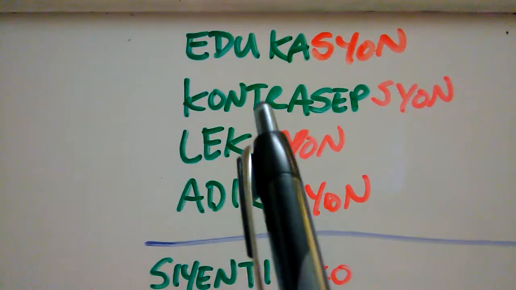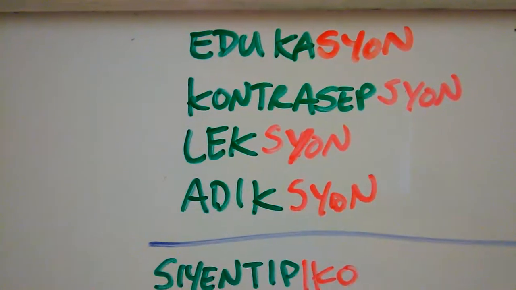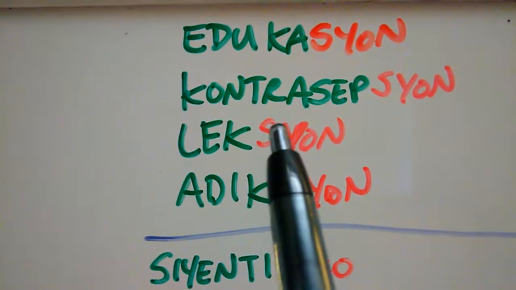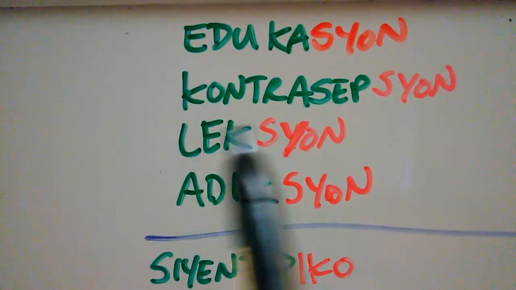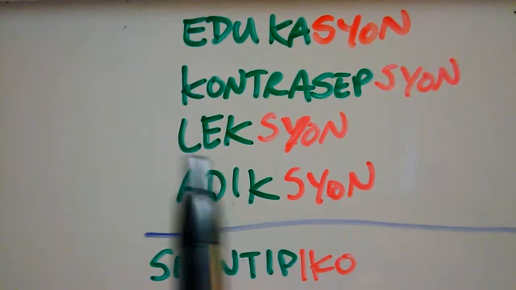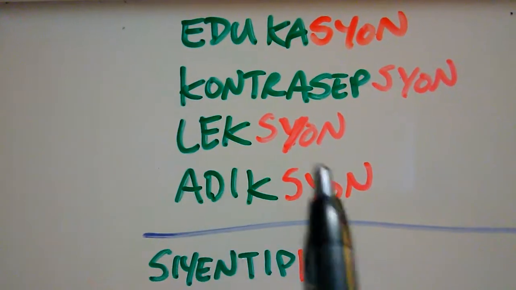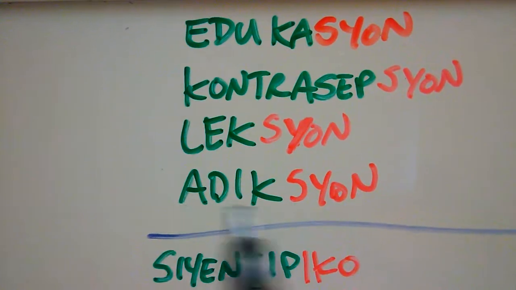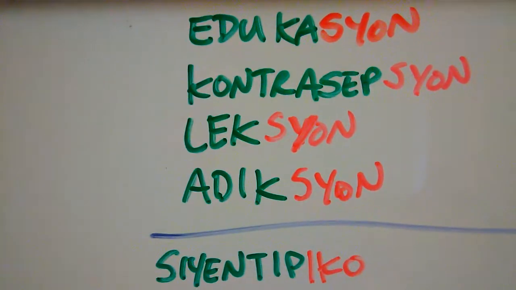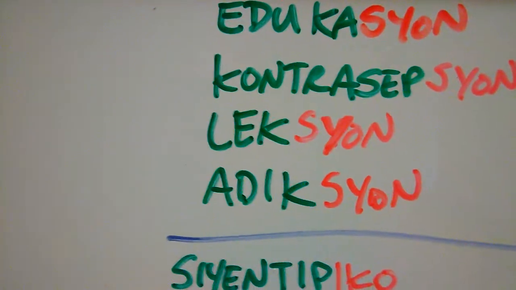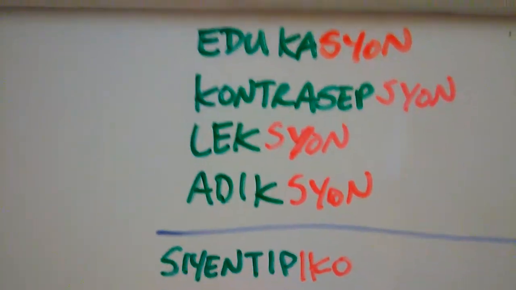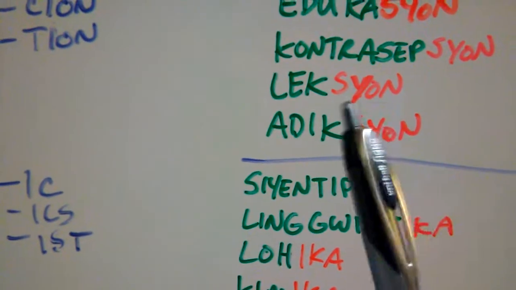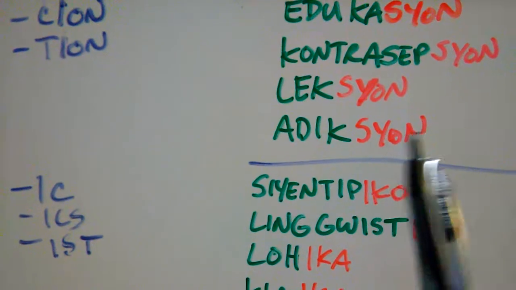Educación, right? Not "educashon", educación, okay? Education, educación. Contraception, contracepción. Lección, lesson, lección. Addiction, addicción, okay? Gosh, I feel like I sound like one of those repeated language tapes. Anyway, addiction, right? So make sure you're gliding those vowels. Sion, not shun, okay?